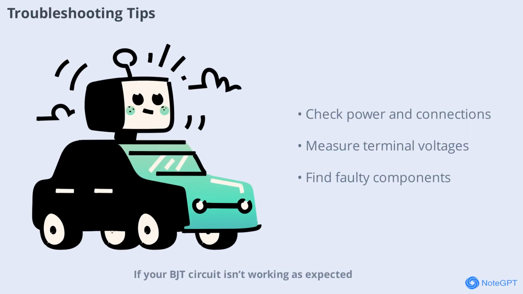If your BJT circuit isn't working as expected, start by checking the power supply and connections. Look for incorrect resistor values or faulty components. Measuring the voltages at the base, collector, and emitter can help pinpoint where the problem lies. Systematic troubleshooting ensures reliable circuit performance.